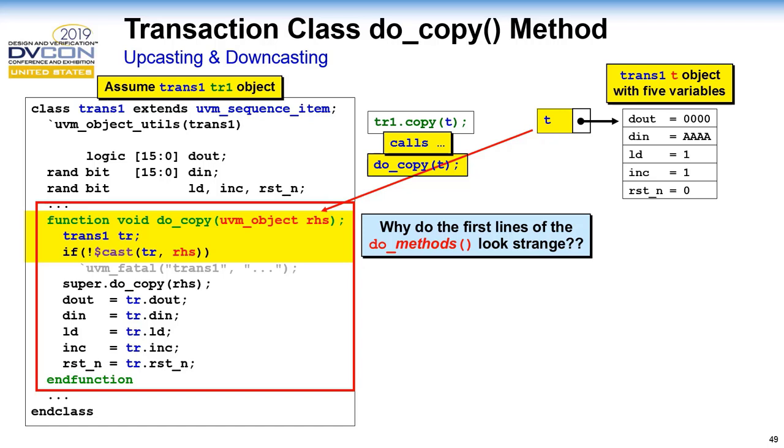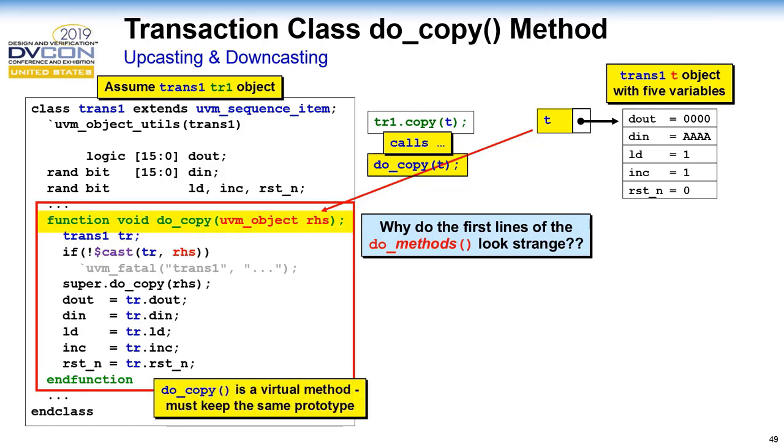He had examples like this that I didn't fully understand when he first presented them, those first few lines of code. See, the problem is once you copy a transaction handle to this header, because the do copy is a virtual method, you have to keep the exact same prototype. I can't change the type that's being copied into transaction. It has to stay as UVM object. So I'm going to copy a transaction into this, and when that happens, an upcast operation takes place. I can always copy an extended handle to a base class handle, which is what I'm doing right here.